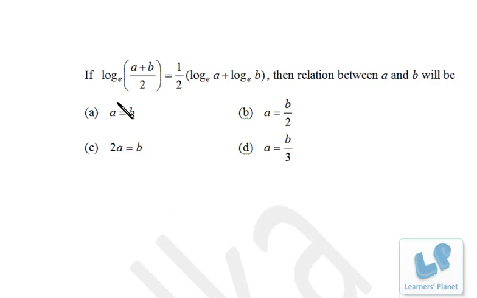Now this log of a plus b by 2 is equal to half of log of a plus log of b, right? We have to find out the relationship between a and b. See, right hand side, if I solve, what I'll be getting? Log of a plus log of b is actually log of ab, right? And this half will go to the power. So this is actually root of ab. And here a plus b by 2, right? Log of a plus b by 2. That means a plus b by 2 is equal to root ab.